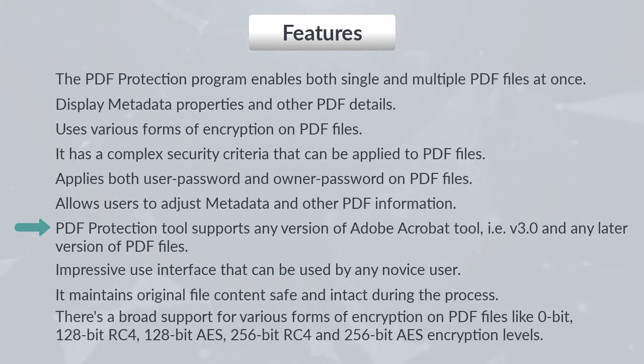PDF Protection tool supports any version of Adobe Acrobat tool, i.e. 3.0, and any later version of PDF files. Impressive user interface that can be used by any novice user. It maintains original file content safe and intact during the process. There's broad support for various forms of encryption on PDF files like 40-bit, 128-bit RC4, 128-bit AES, 256-bit RC4, and 256-bit AES encryption levels.